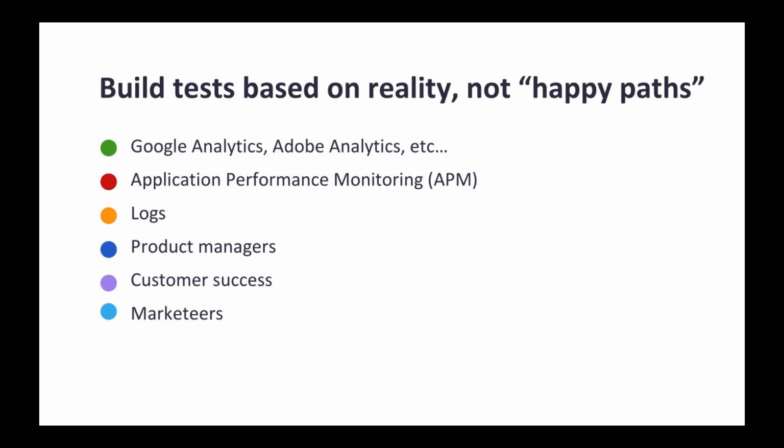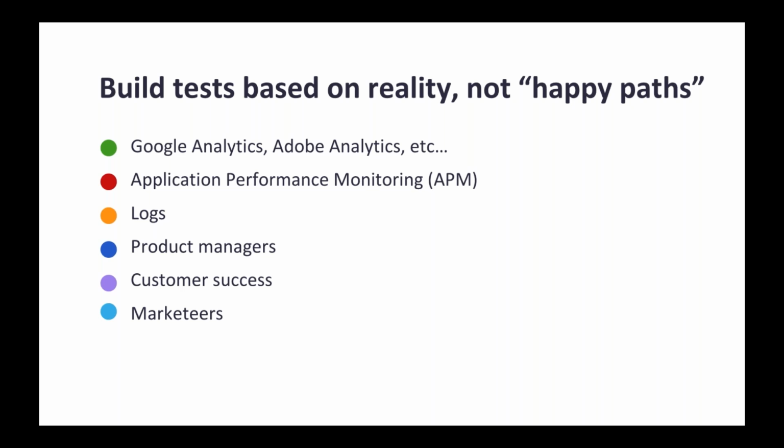In the real world, it's much messier than that, right? People do a lot of different things, and they do things in interesting quantities and different patterns. And so you want to understand what those real patterns are, because that's what you want to test. You don't want to test the happy path, you want to test what real people do, right?